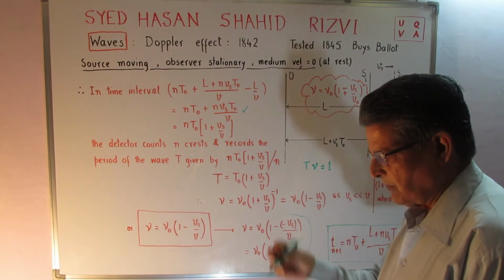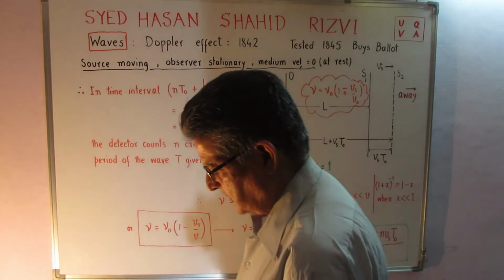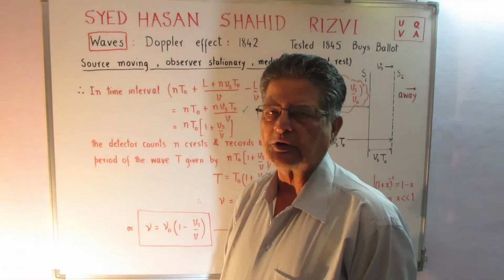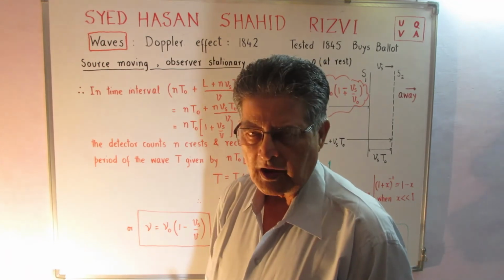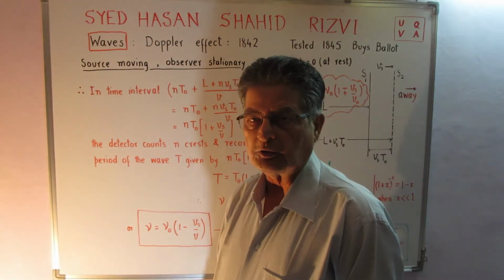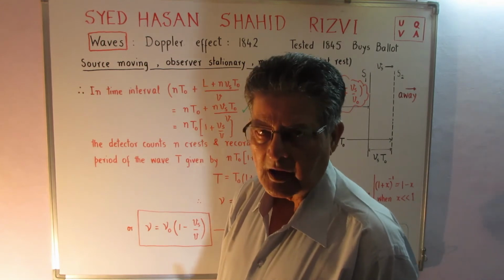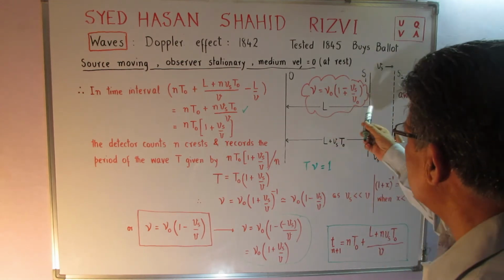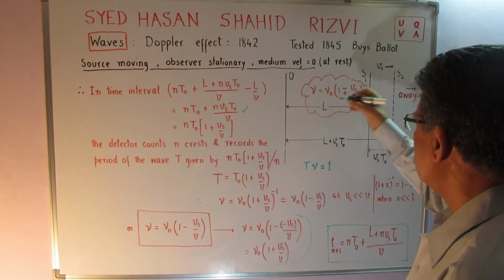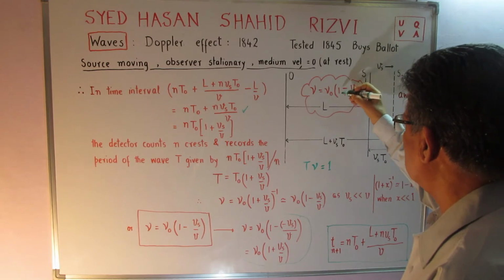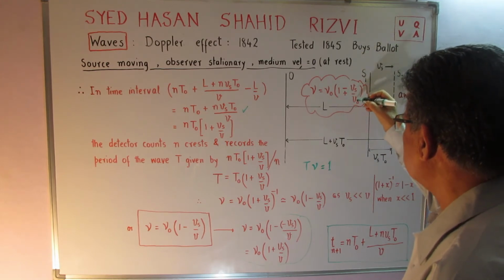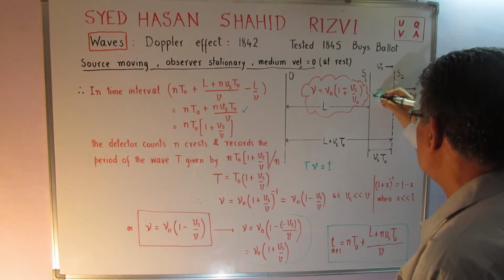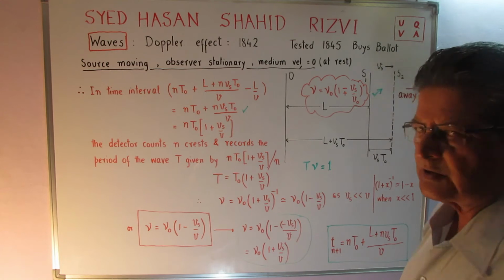Now remember, if the source is approaching us, then the frequency observed must be more. If it is going away from us, then the frequency observed will be less. If you bear that in mind, then I can write a single equation: nu is equal to nu naught (1 minus/plus Vs upon V observer). So bear that in mind, that we'll get a single equation like that.